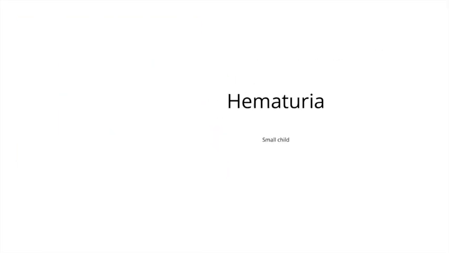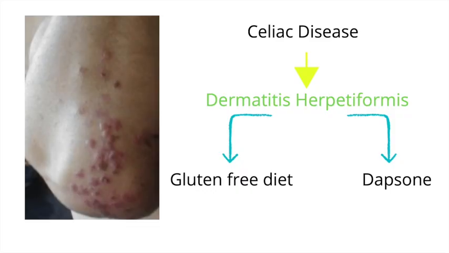Patients with celiac disease can develop this skin finding called Dermatitis herpetiformis. Dermatitis herpetiformis is an autoimmune reaction due to the ingestion of gluten. In order to treat this, the first line is, of course, a gluten-free diet. However, if that doesn't work, then we have to use dapsone.